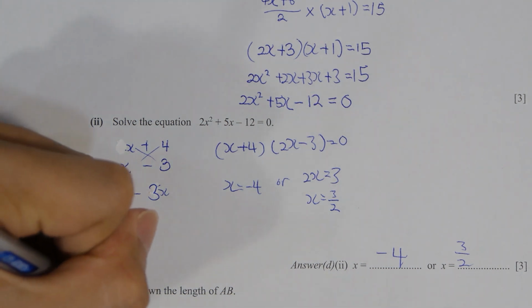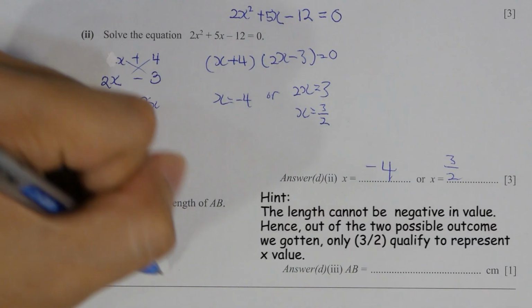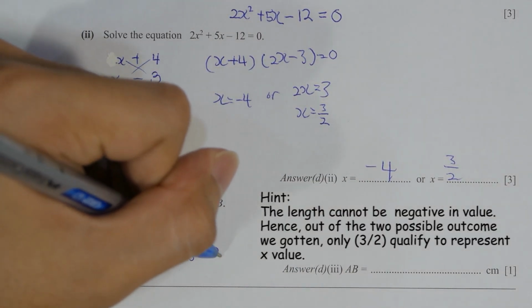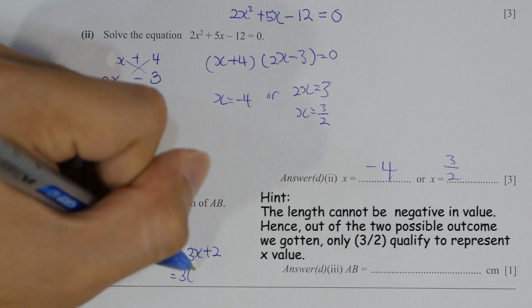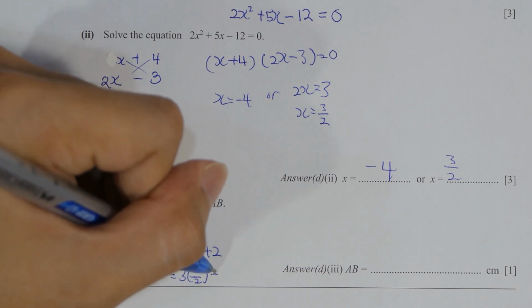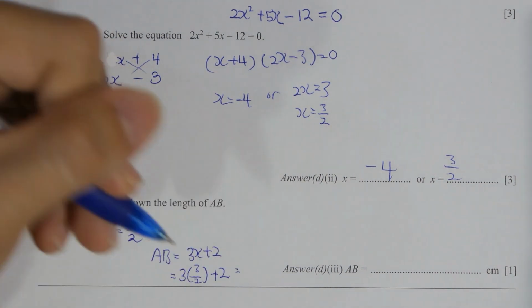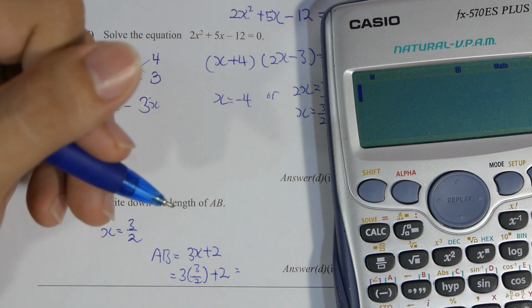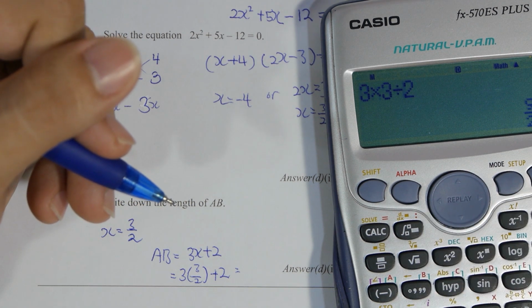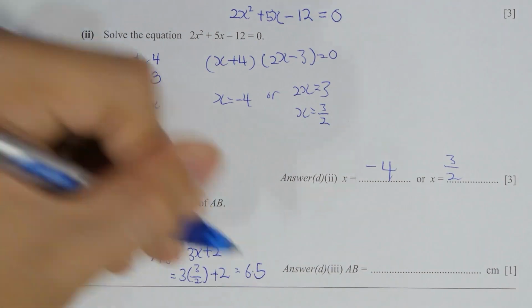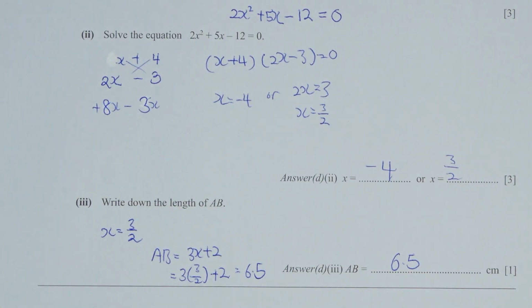In our case, for lengths to be valid, we cannot use a negative. So our x variable here will be 3 over 2 instead. By substituting 3 over 2 into the equation that we have gotten earlier, we will get AB's length as 6.5.